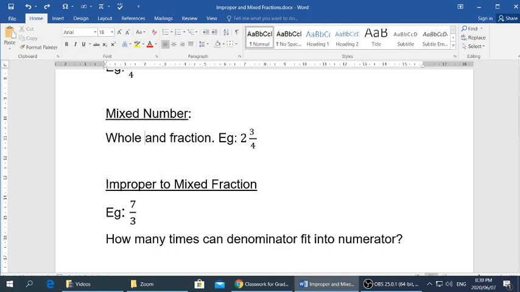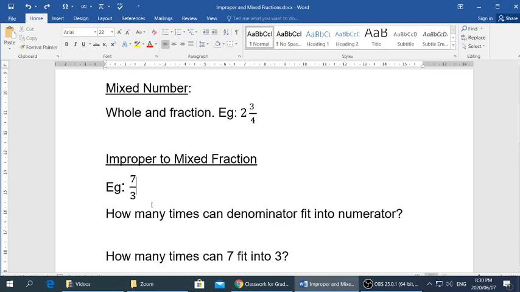So first I'm going to show you how to convert from an improper to a mixed fraction, because as I said, you always want your final answer in a mixed fraction. So you're always going to want to convert it if it's improper. If it's not improper, if it's proper, then you just leave it. Only if the bigger one's at top do you need to change it. Okay, how do we do this?